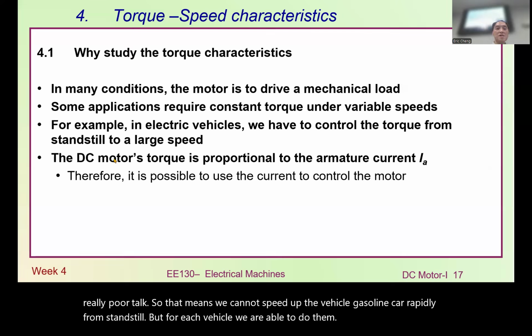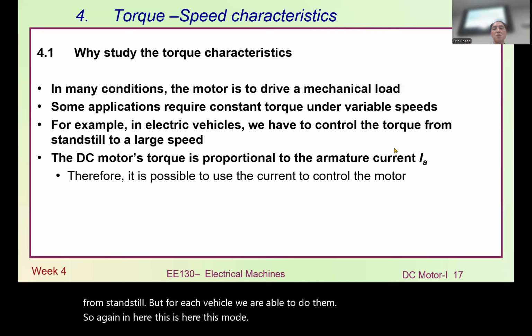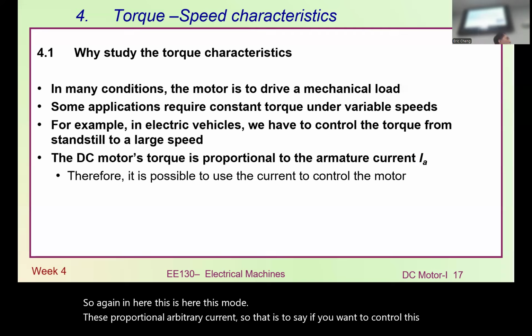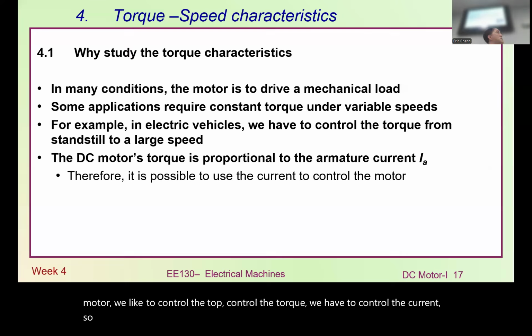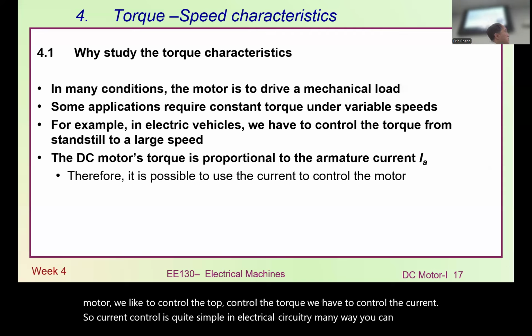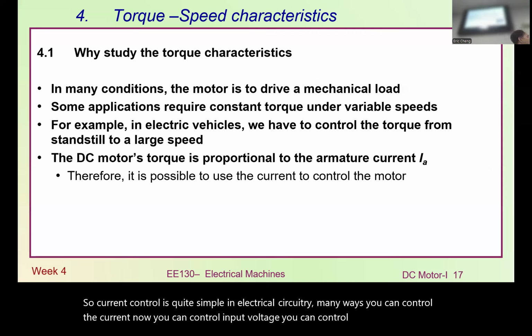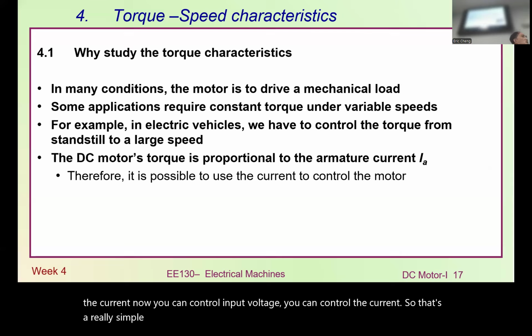So again, in here, the DC motor torque is proportional to the armature current. That is to say, if you want to control the DC motor, we like to control the torque, and to control the torque, we have to control the current. So current mode control is quite simple in electrical circuitry. There are many ways you can control the current. You can control the input voltage, and you can control the current. So that's a really simple way to control a DC motor.